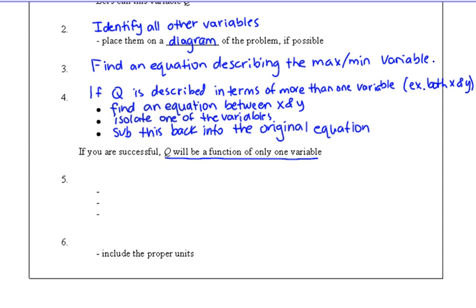Okay? So what does this do? Well, if q is only a function of one variable, we can basically have a relationship between q and that one variable, whatever q is, whatever we're trying to maximize. And so then we can do this really cool thing. We can actually differentiate with respect to that one variable and find our maximum for q. Okay, so use the first derivative test.